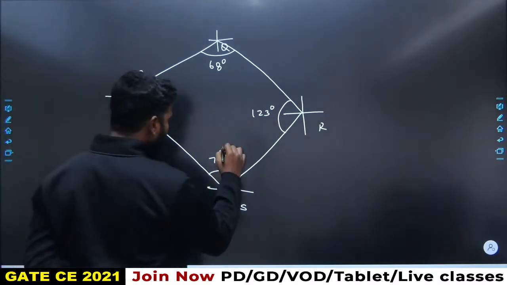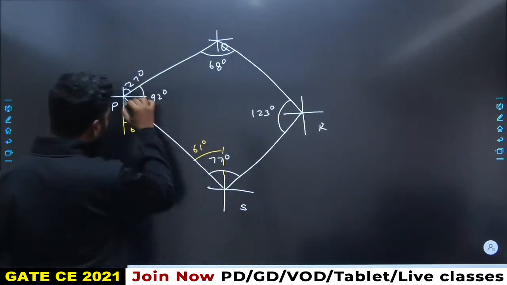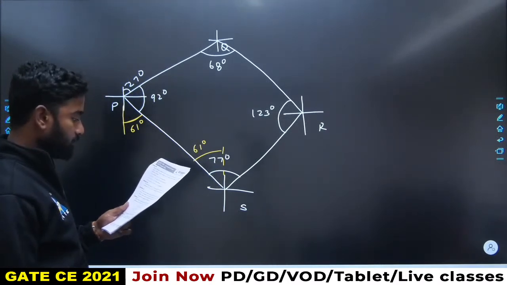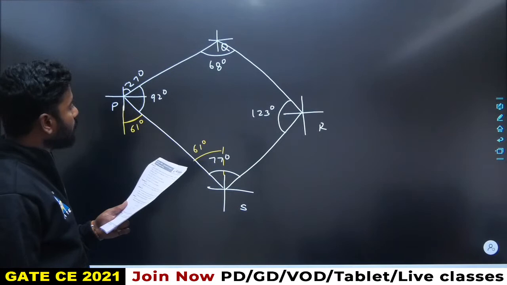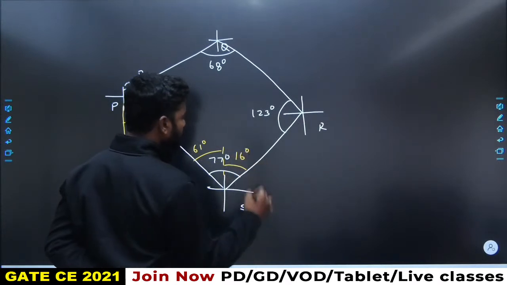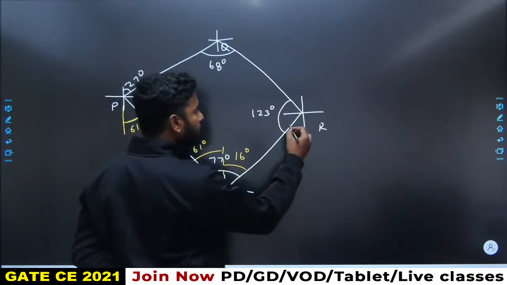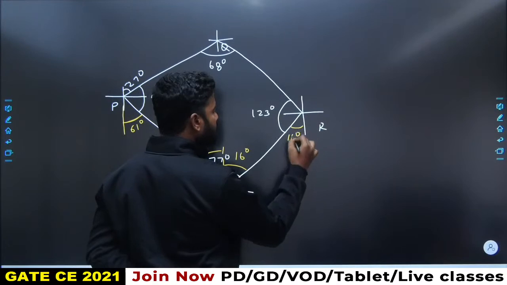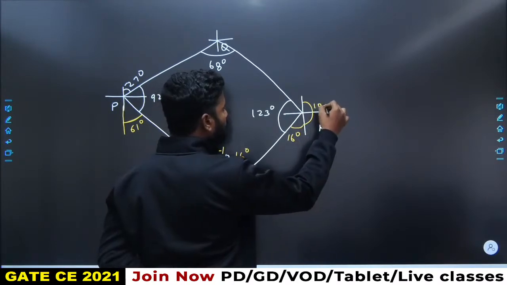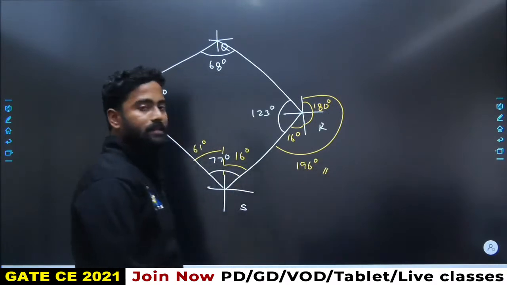If this is 61 degrees, this one is also 61 degrees, because this line with respect to vertical is making 61 degrees. So if this is 61 degrees, this angle is 16 degrees. This line with respect to vertical is making 16 degrees, and this whole angle is 180 degrees. In total it would be 196 degrees. The forebearing of line RS is 196 degrees.